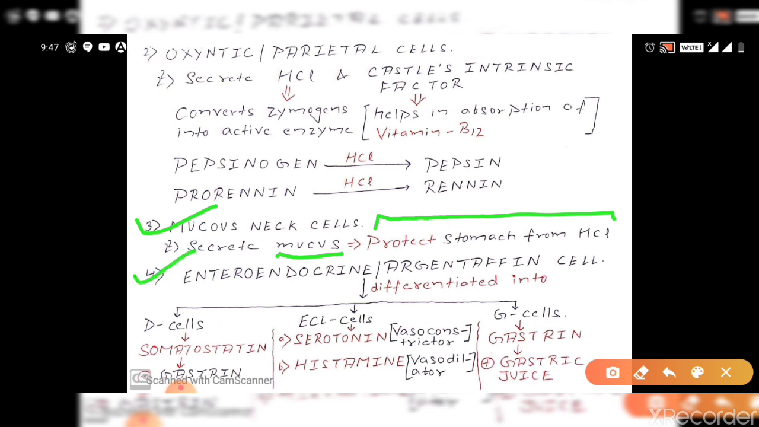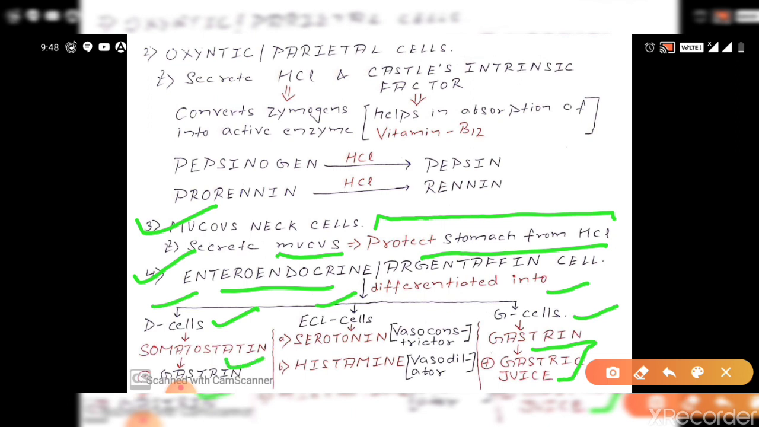Now the fourth type of cell, that is the enteroendocrine or argentaffin cell. It is differentiated into three types of cell: D cell, ECL cell and G cell. G cell secretes gastrin which stimulates the secretion of gastric juice, and D cell secretes somatostatin and it inhibits the gastrin.